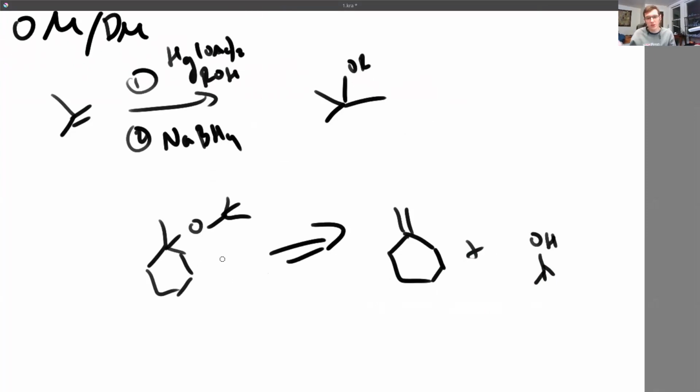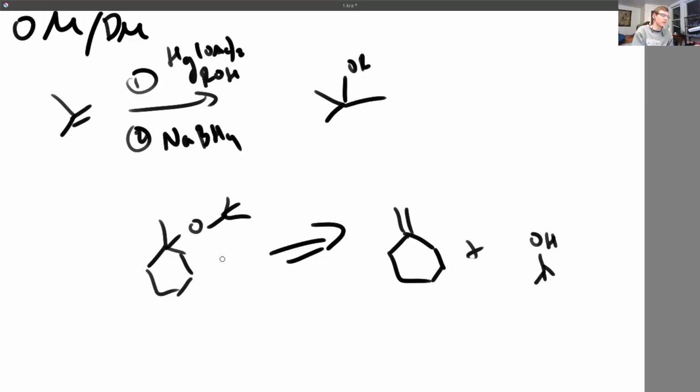And other times, oxymercuration, demercuration can just save you 3 or 4 steps. So it's hard to keep in mind. Well, I shouldn't say that for everybody. Maybe for you, it's super easy. But I know when I was doing this, this was one of the hardest things to remember, because it sneaks up on you. And it's hard to remember that this is a good way of making ethers too.